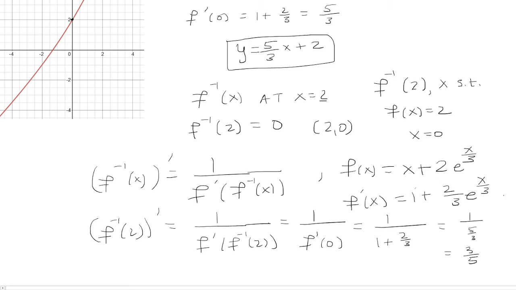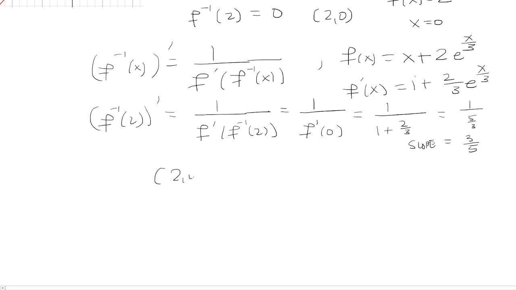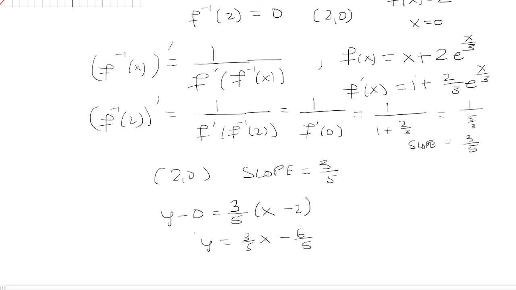and we need to find our equation of the tangent line. So the point we said was (2, 0). Slope was 3/5. So we're going to use point-slope form: y - y1 = slope times (x - x1). So this will be y = (3/5)x - 6/5. And that is my answer.